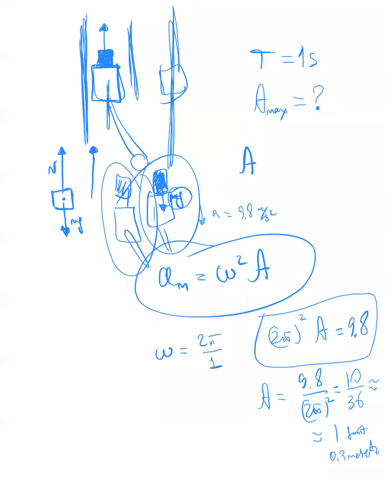Part B is very similar. In part B, the only thing that changes is that you know the amplitude, which is 0.05 meters, and you have to find the frequency. So we will write omega squared times 0.05 must be equal to, but no more than, 9.8. And this omega is 2 pi divided by the actual frequency.